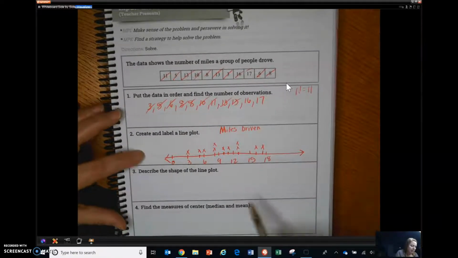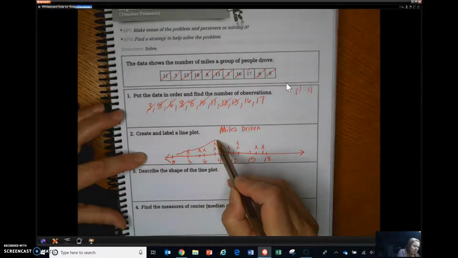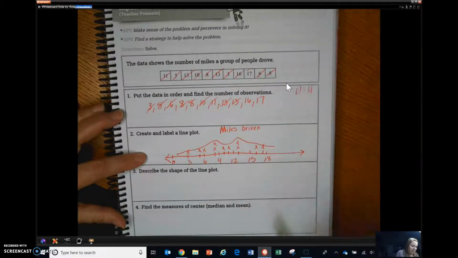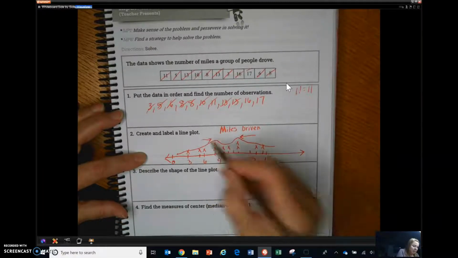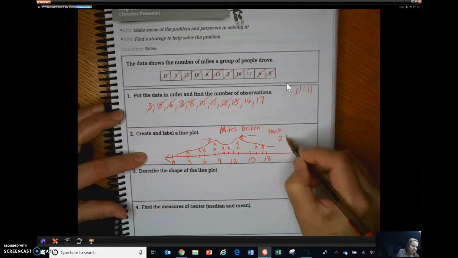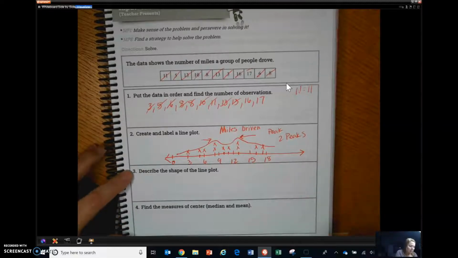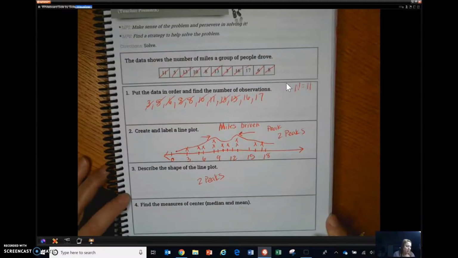Okay, create and label a line plot. Describe the shape of the line plot. So it starts out small, goes up, comes back down, goes up, goes back down. So there's a peak there, and then there's a peak there. So this would be a peak, and there's actually 2 peaks. So that would be 2 peaks. Sorry.